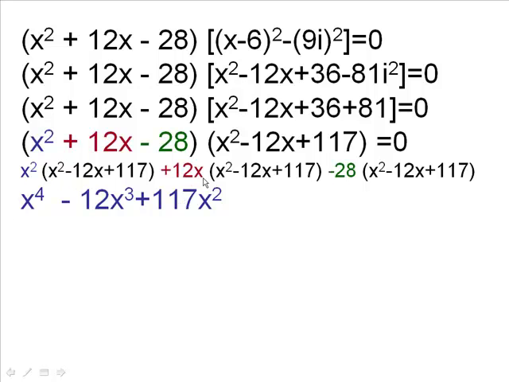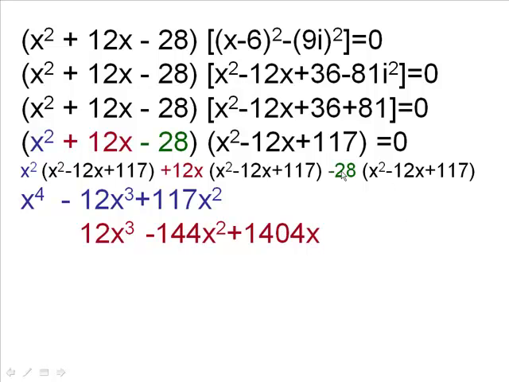We're going 12x times x squared is 12x cubed. These are opposites, aren't they? Kind of interesting. This came from the blue negative 12x times x squared. This is the red 12x times x squared. All right? 12x times negative 12x is minus 144x squared because one of them was negative. And you have 12x times 117, which is going to be a big number. All right? Now we've done our red one.